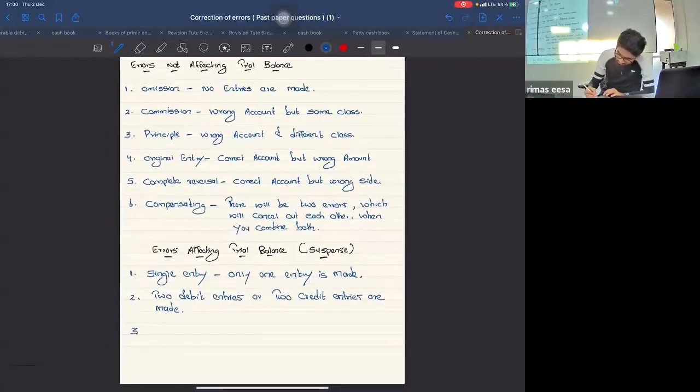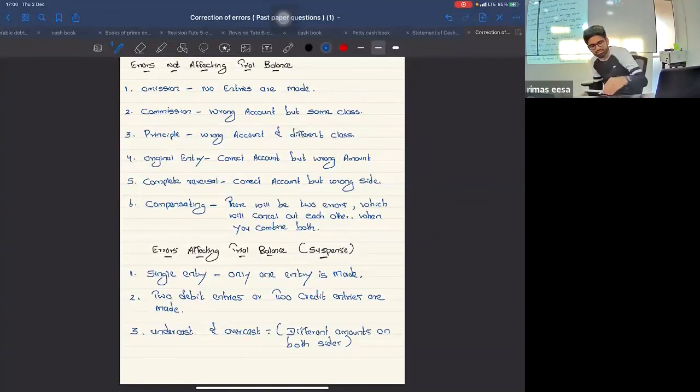The third one, I will explain it to you in the next class. Just write it and keep. Undercast and overcast. Undercast and overcast. Where within brackets you can say different amounts on both sides. Different amounts on both sides. So I will be recalling the errors not affecting and affecting, because next week I will be doing the past paper questions which has both affecting and not affecting. Okay.